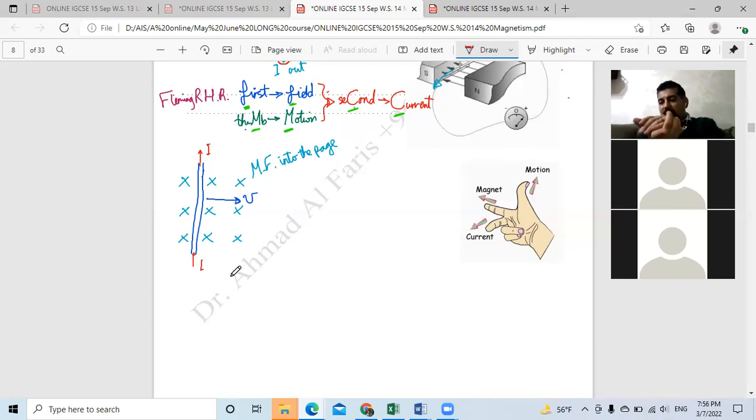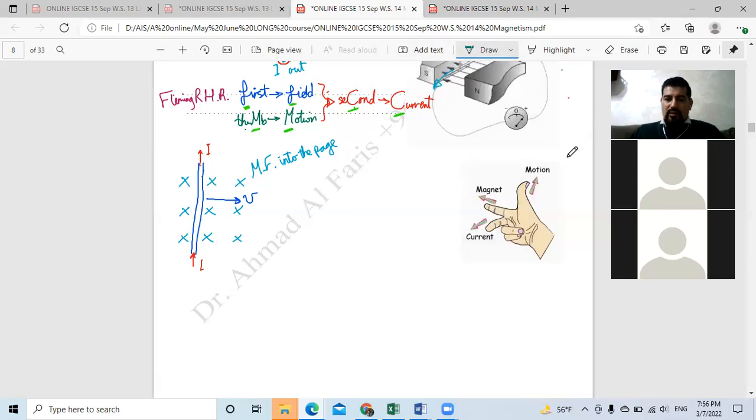And the wire is going where? The motion of the wire is going to the right. In which direction is my second finger? It has to be in this way, not in this way. Okay, so in which direction is the current? It is up. Okay, but this picture is what? A two-dimensional picture. I will try to draw it as a three-dimensional picture.